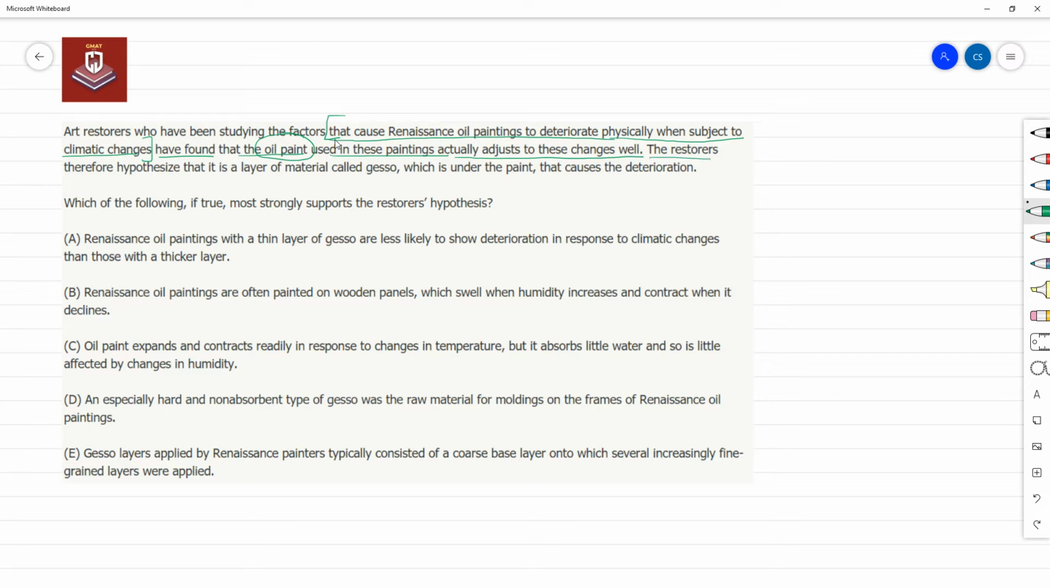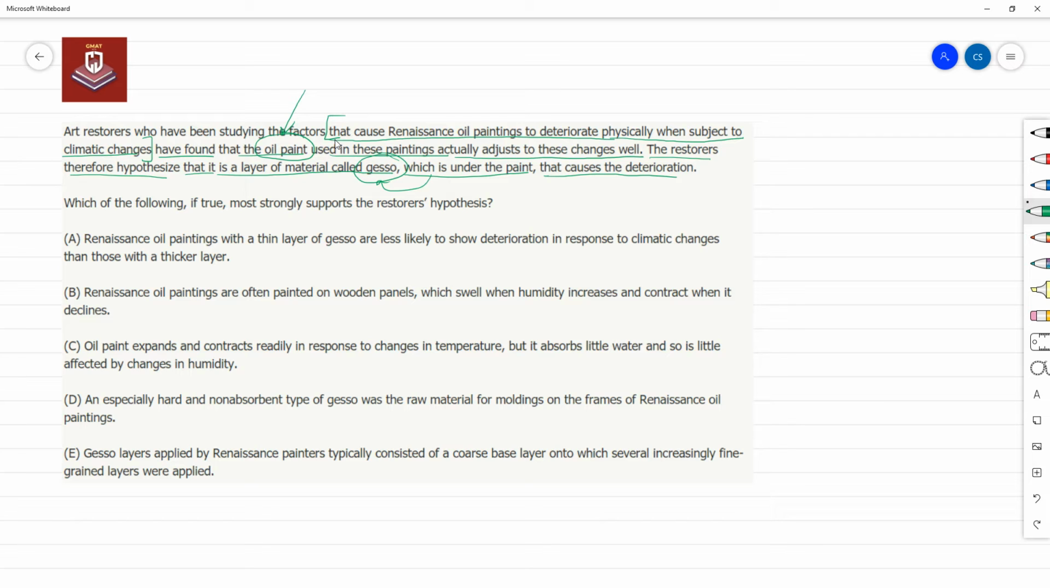Okay, the art restorers therefore hypothesize. On the basis of the last statement, what they have found, they are now hypothesizing that it is a layer of material called gesso, which is under the paint. So this gesso is under the paint. It is this layer of material that causes the deterioration. Okay, so they have found that oil paint is not causing the deterioration because it adjusts to climatic changes quite well, and therefore they are hypothesizing it is something else, which is gesso in this case. Okay.